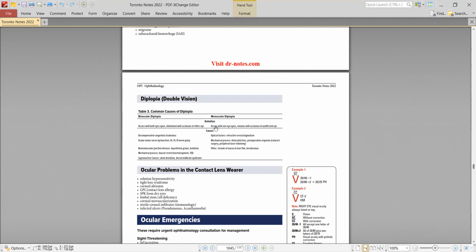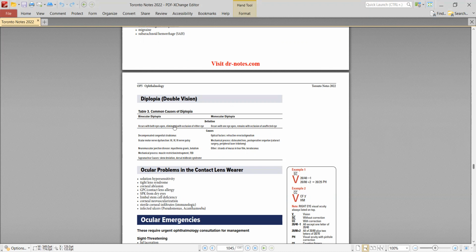Monocular diplopia means it occurs with one eye open and it remains with occlusion of the unaffected eye. Monocular diplopia means with only one eye, with occlusion of the unaffected eye. If you occlude the normal eye, and from the abnormal eye you still see a double image, that is called monocular diplopia.